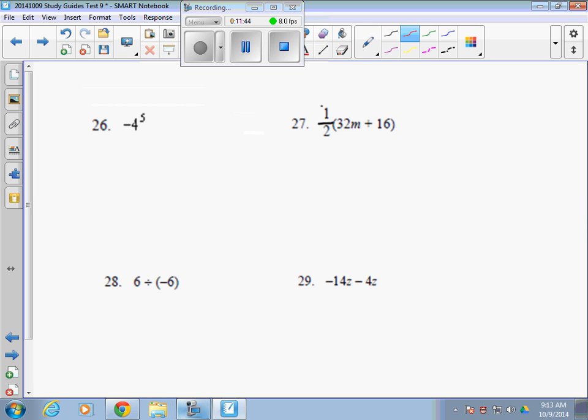Number 26 is negative 4 to the 5th power. Remember, this is not the same thing as negative 4 to the 5th power. You're not raising the negative 4 to the 5th power. You're simply doing 4 times itself 5 times. 3, 4, 5. So if you have to do it this way, 4 times 4 is 16. 4 times 4 is 16, times 4. And then do 16 times 16 times 4.